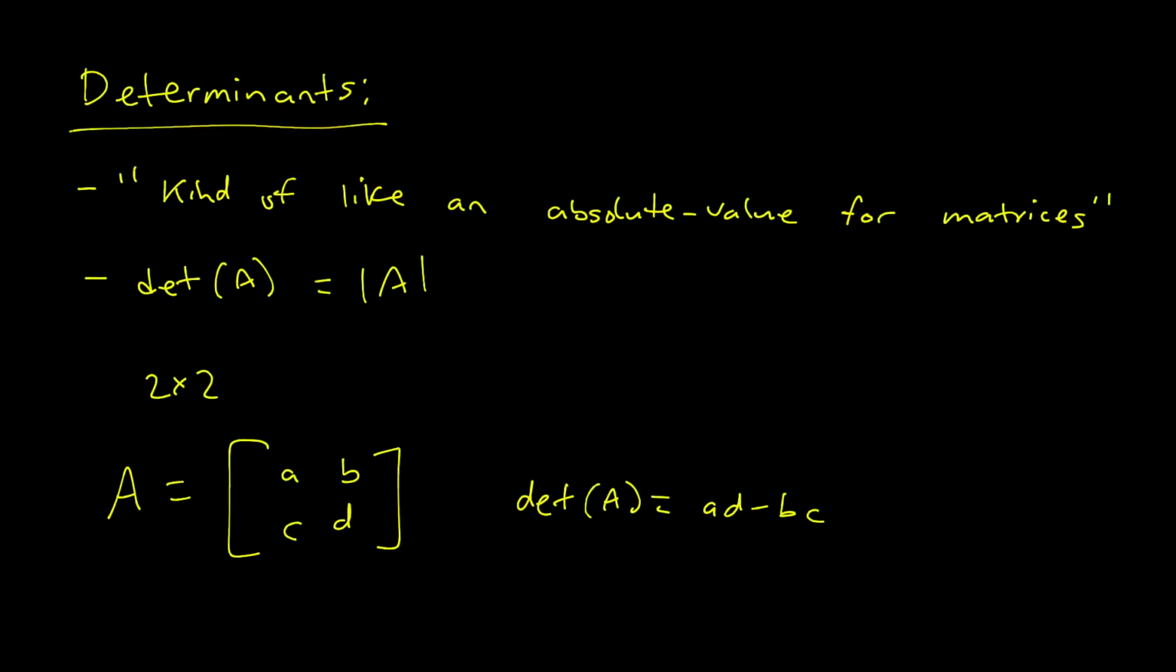So you can think of a determinant kind of like an absolute value for matrices. You can write the determinant of matrix A as det A, or literally the absolute value bars around the matrix A. In the 2x2 case, for the matrix A equals [a, b; c, d], the determinant of A is just ad minus bc.